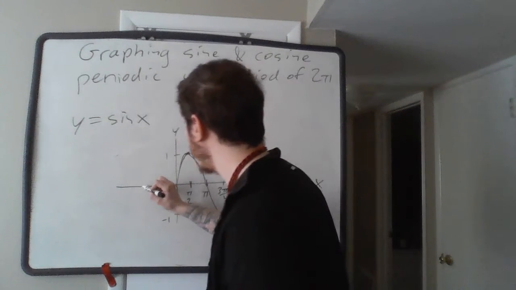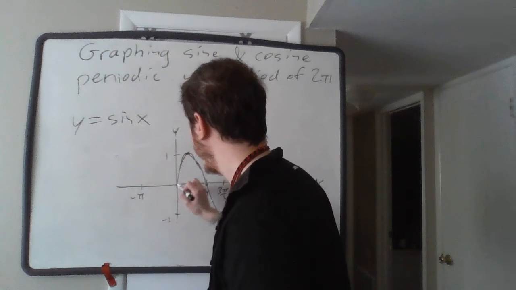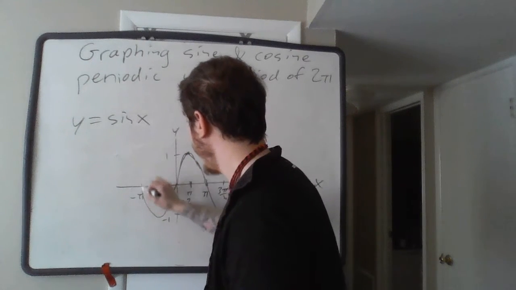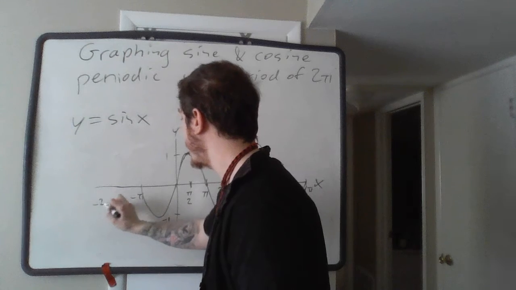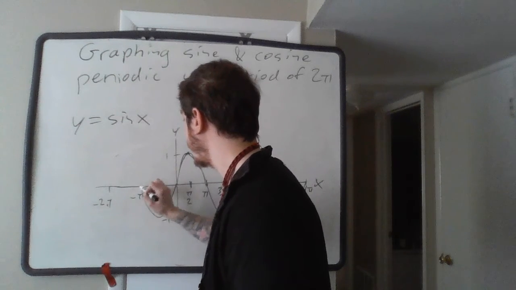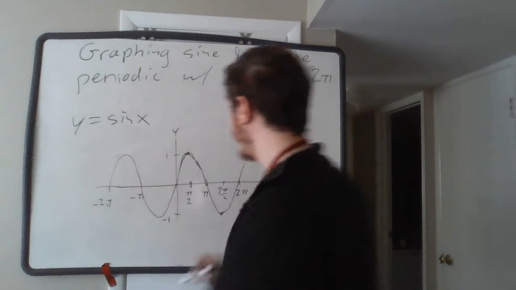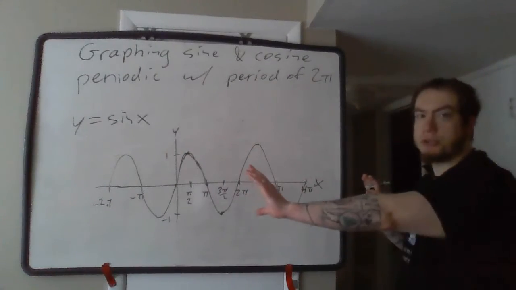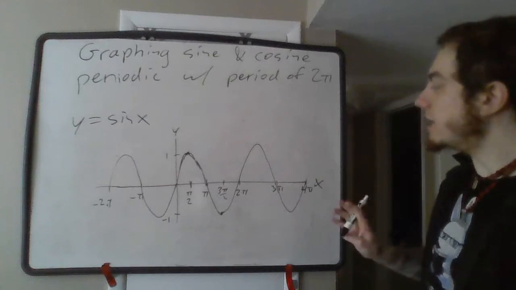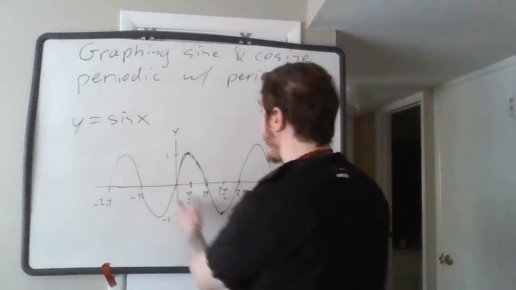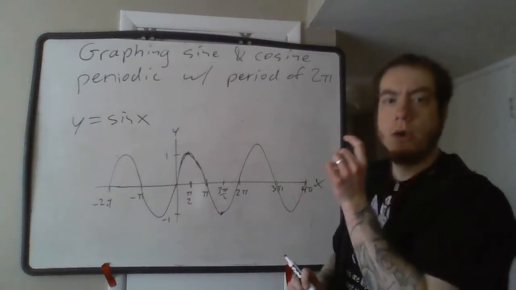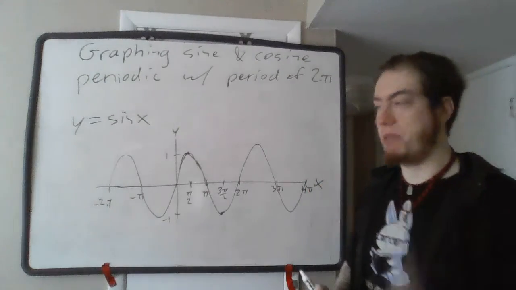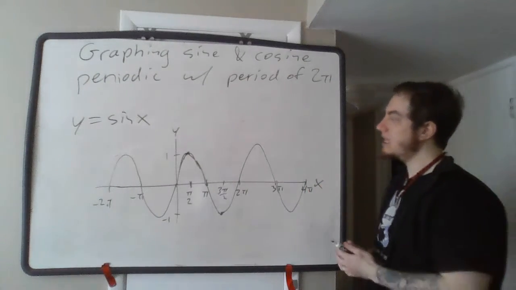And if I start moving off towards the left here, again, the same pattern is going to just keep on repeating itself. So we get this same wave pattern going off in both directions forever. And really, all that matters is that I graph it over one interval whose width is equal to the period.